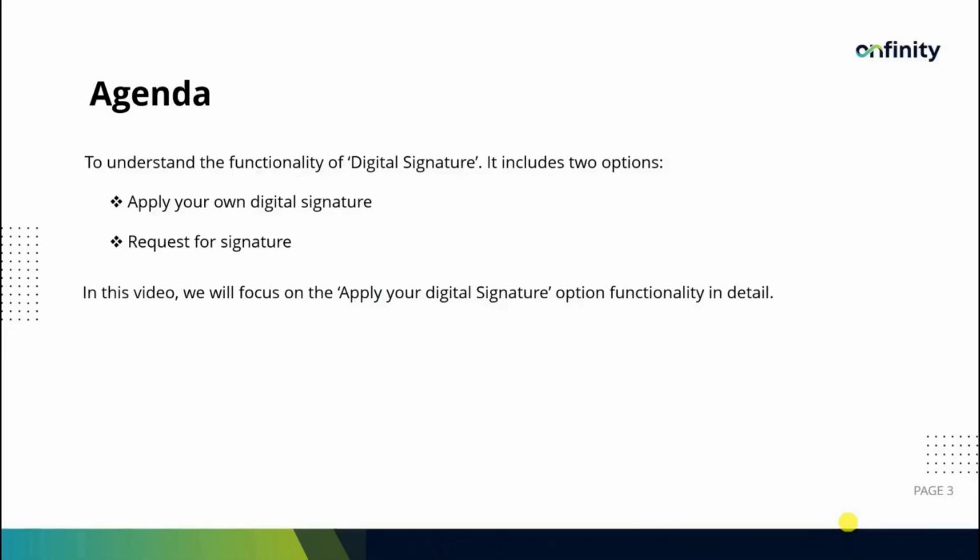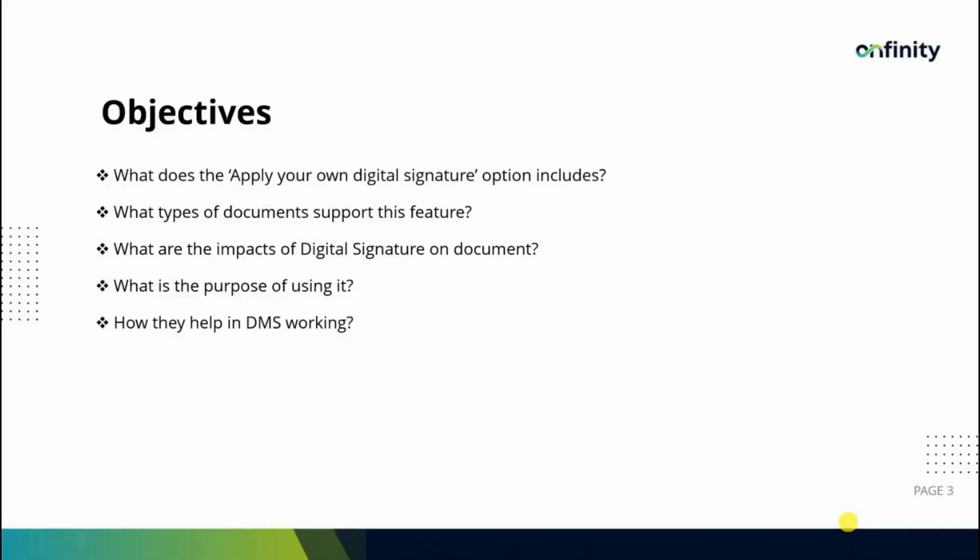Agenda. Today in this training video, we will learn about the digital signature functionality in the DMS. For applying a digital signature, users have two options: applying their own signature or requesting a signature from another user by applying a marking. In this video, we will walk through the process of using the Apply Your Own Signature option in the DMS.